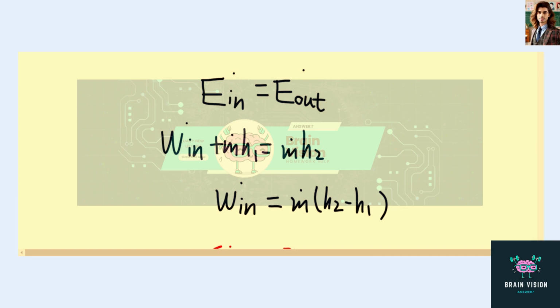We know W dot in here is the power input from the PC components, and m dot here is the mass flow rate for the air. h1 is the initial enthalpy for the air, and h2 is the final enthalpy for the air. If we do some arrangement here, we have W dot in is equal to m dot times (h2 minus h1).